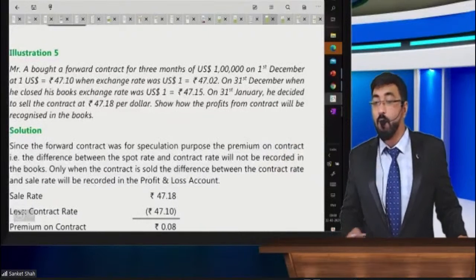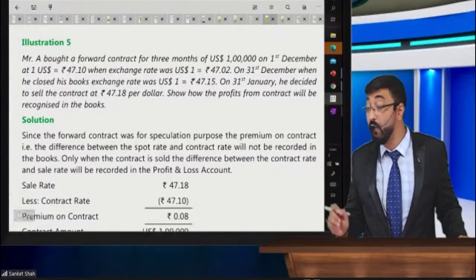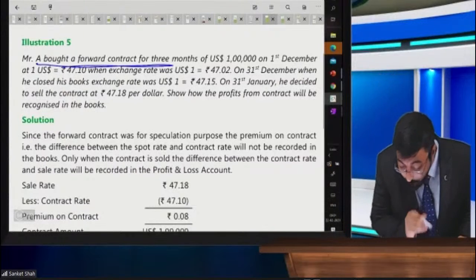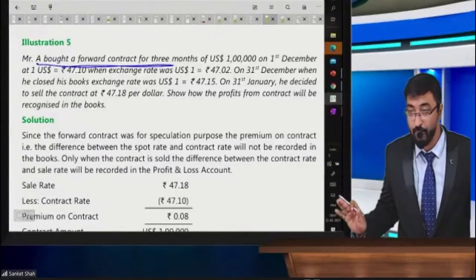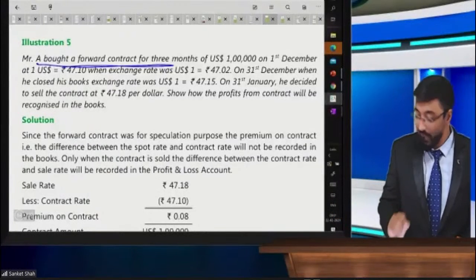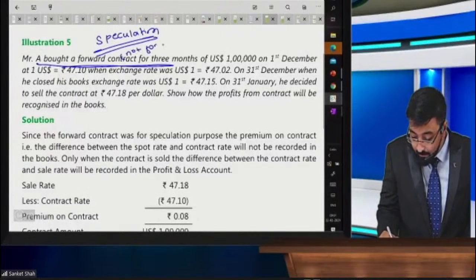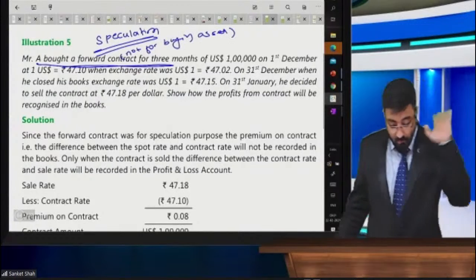Mr. A bought a forward contract for 3 months of US dollar 1 lakh. Now it is without having any reason. He entered into a forward contract without any reason. He has not bought any plant. He entered into a forward contract. So this is a speculation. Not for buying plant or any asset. He entered into a contract.